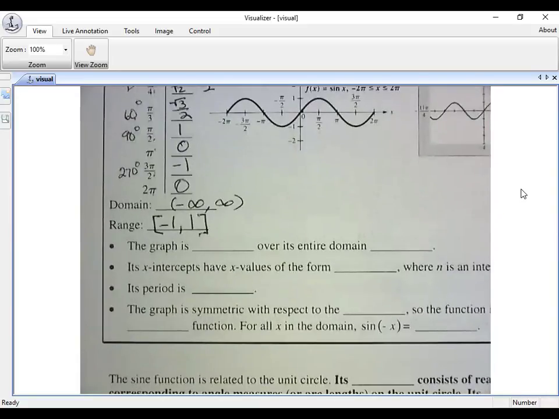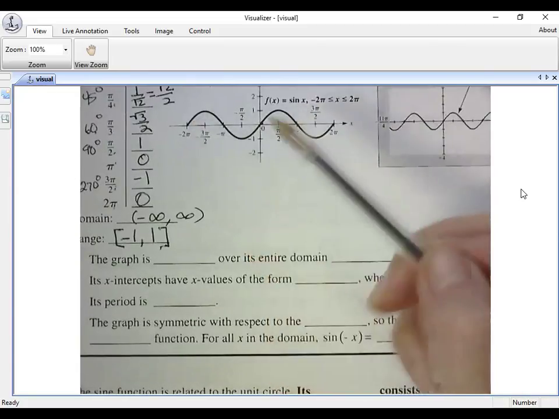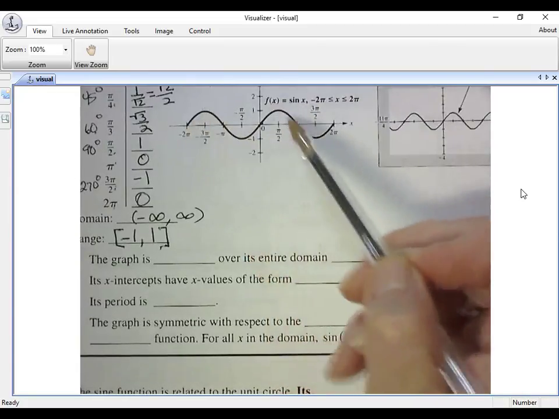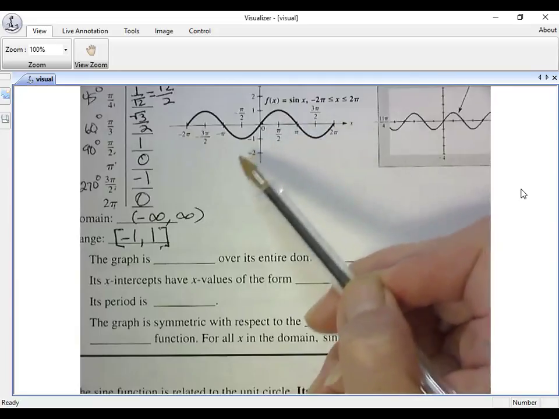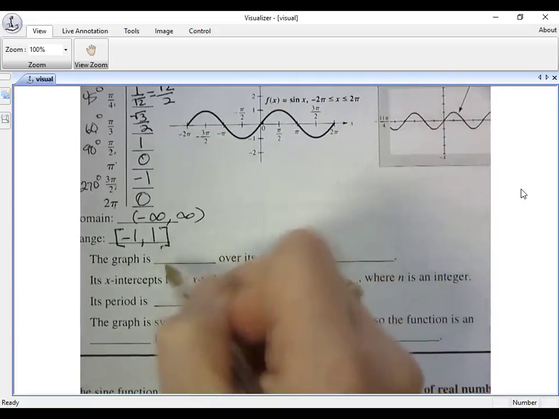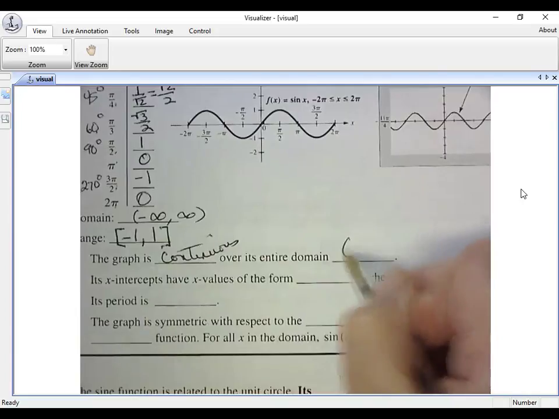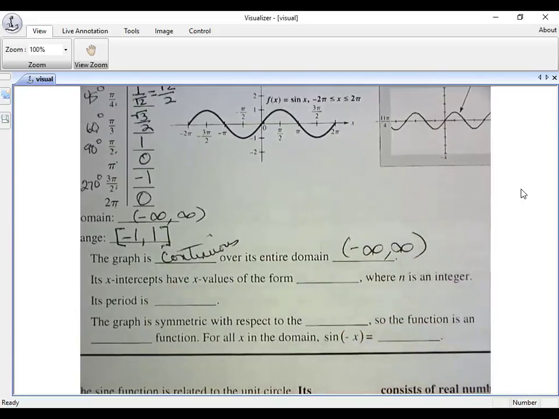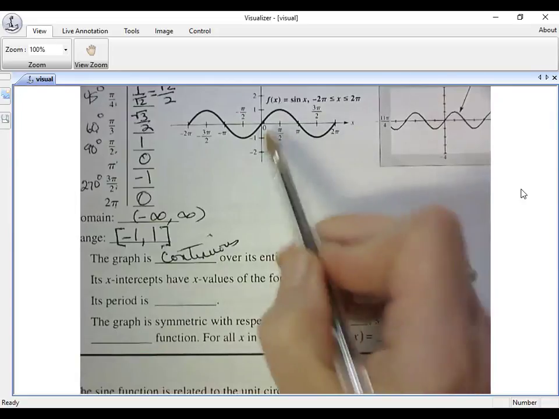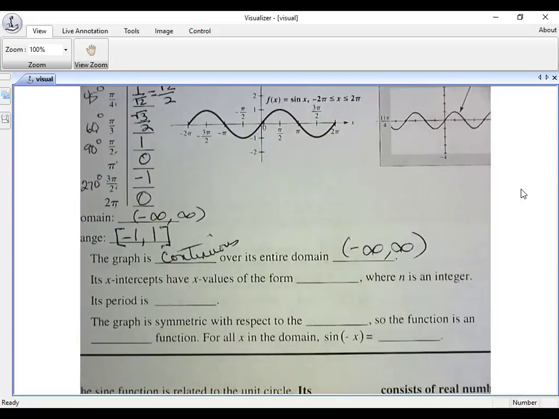Now, talk to me about what you think this graph is, what you see here. Is it continuous everywhere? We don't have any gaps, do we? We don't have any asymptotes. So it is continuous over its entire domain, which is negative infinity to positive infinity. Now, the x-intercepts, the places where it's crossing the x-axis, have x values in what form?